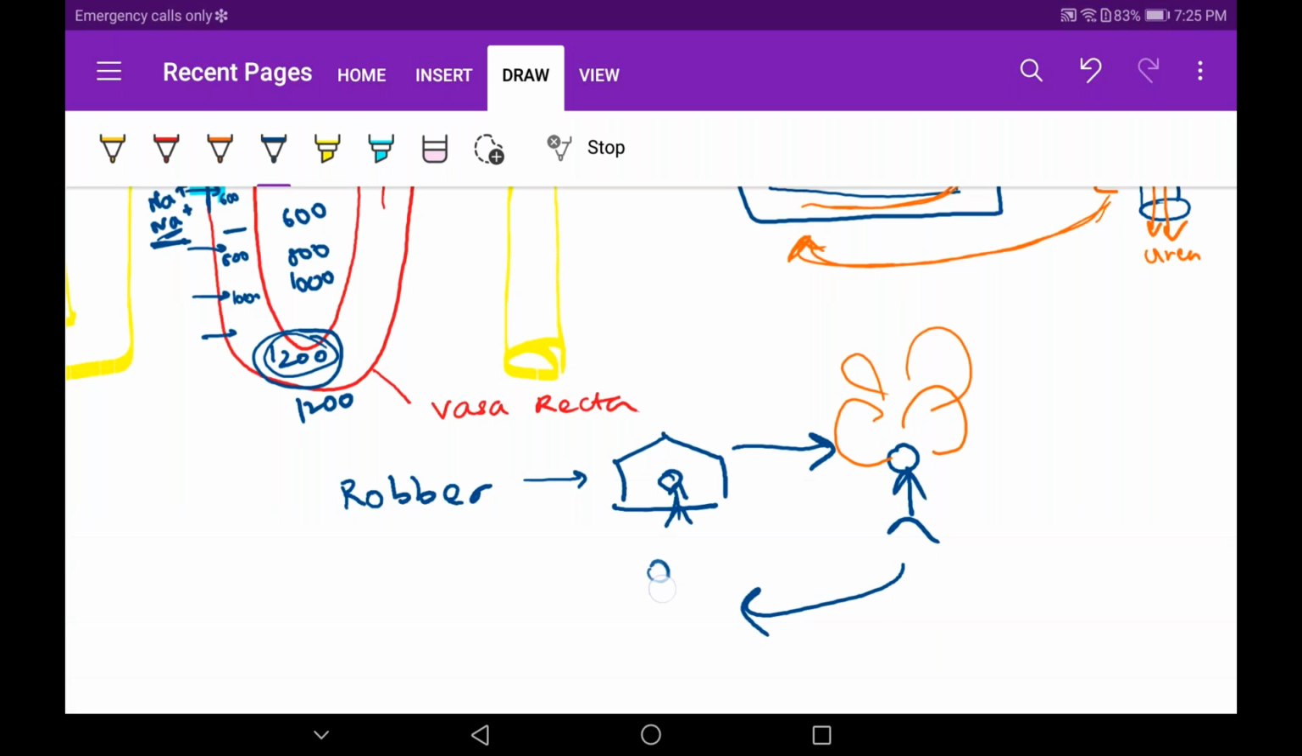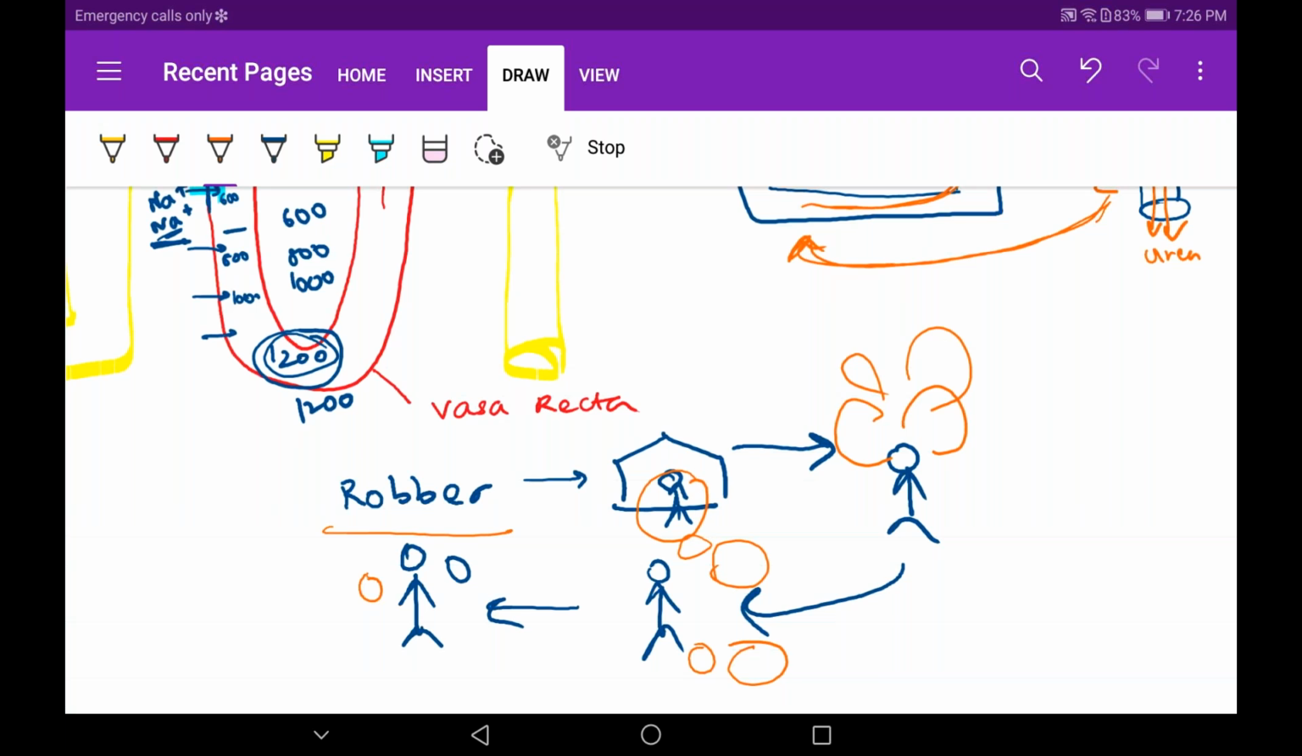Now he's returning back. As the robber is going back, he will drop the things because it is too heavy, and by the time he reaches the outside of the house, he is left with only a very little amount of gold. Have you understood this robber example? When the robber enters, we consider this as the vasa recta, and the robber as the blood. As the blood is entering deeper, it will slowly accumulate a lot of solutes. But as it is leaving, it will drop the solutes, and by the time it exits, it will have only a very small amount of solutes. Have you understood this very good example? Now I will simply explain it. It will become very easy now.